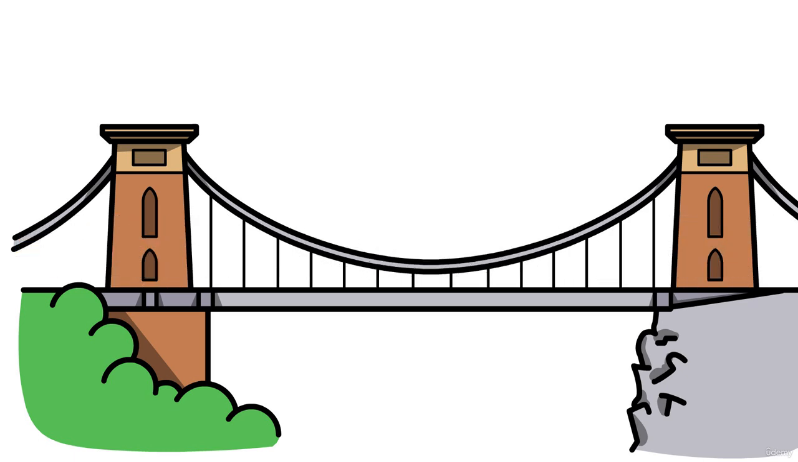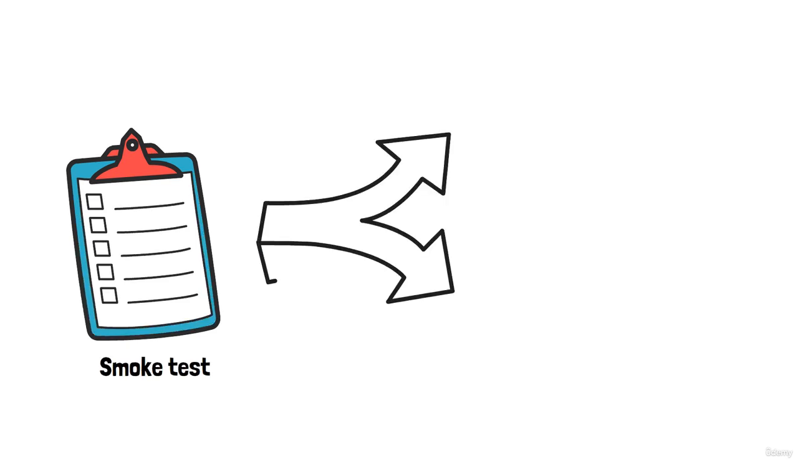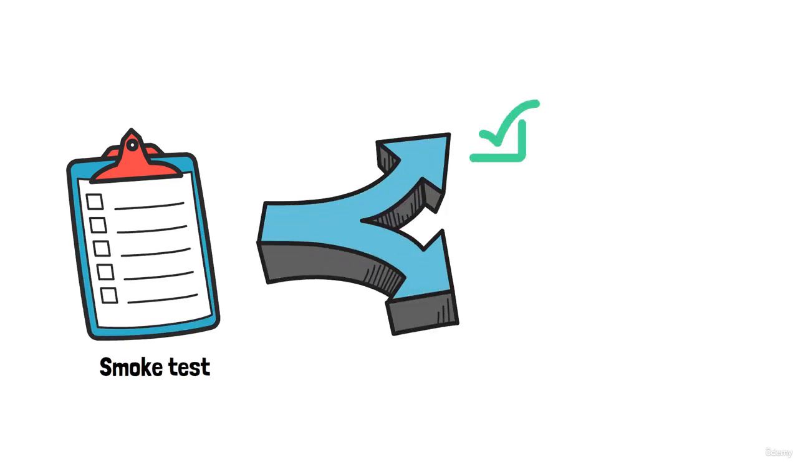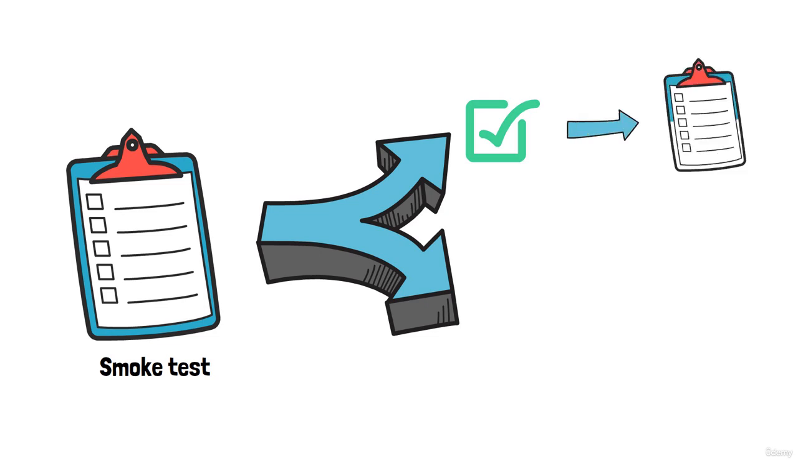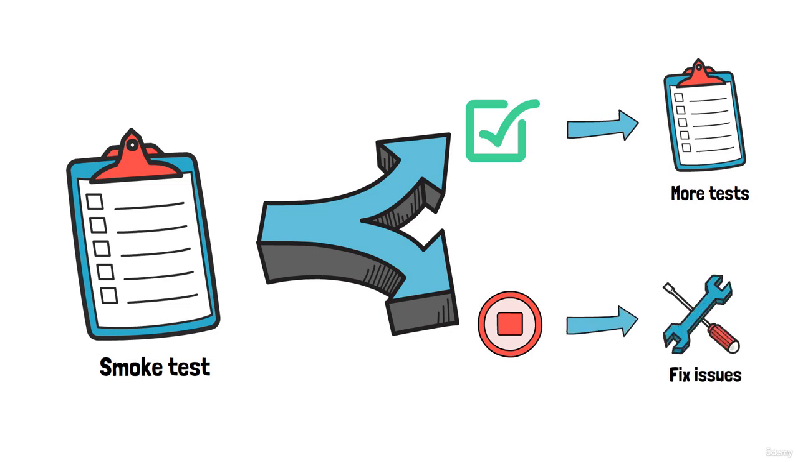The term smoke testing was later adopted by the software industry to describe a set of tests that checks the basic functionality of an application. If it passes the smoke test, it is considered stable enough to proceed to further testing. If it fails, then the application has some fundamental issues that need to be addressed immediately.